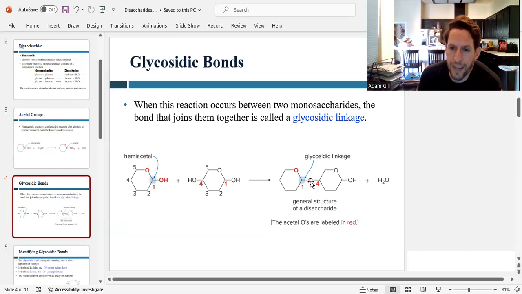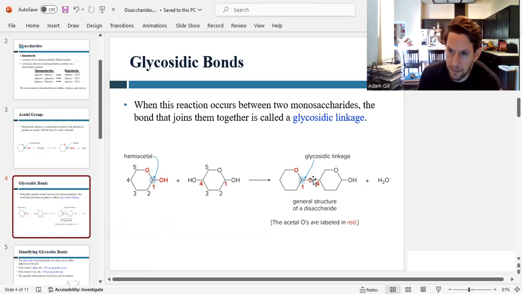Now, when you have an acetal formed between two sugars, it's known as a glycosidic linkage. And we describe the type of glycosidic linkage depending on which carbons are involved in the bond. So in this case, it's carbon 1 connecting to carbon 4 through the glycosidic bond. And so we would say that this is a 1,4 glycosidic linkage.